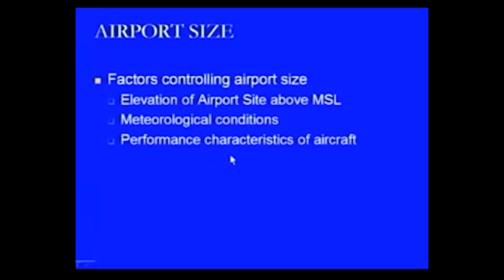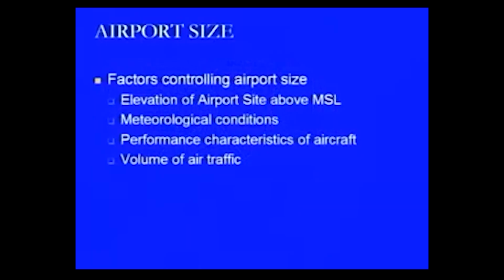Similarly, the performance characteristics of the aircraft will also create an effect, because of the speed of the aircraft at which it is landing. If the speed is very high, then it requires a bigger runway strip, and therefore the size of the airport will increase. But smaller aircrafts will require shorter runway strips or smaller facilities, and then obviously the size of the airport will be lower.